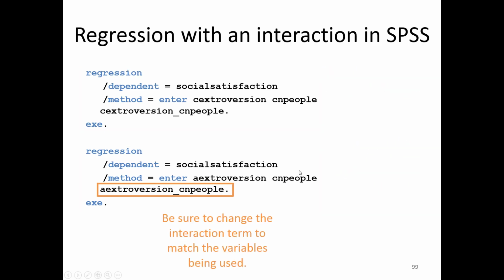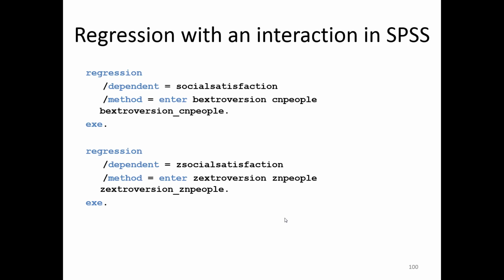Okay, and so of course be sure to change the interaction term to match the variables being used. There are a lot of steps here to get something wrong, and it could throw off your whole analysis. So it's important to always check and double check your work. You'll be surprised at how many mistakes you make, and you'll always continue to make them. I make a ton of mistakes. You'll be surprised at how many you make and how important it is to check over this.